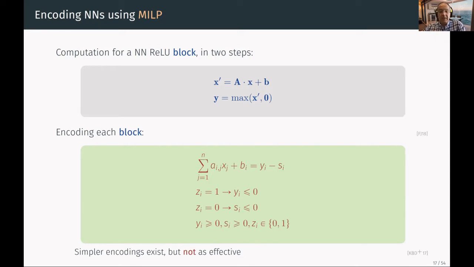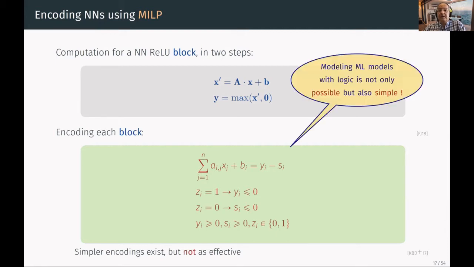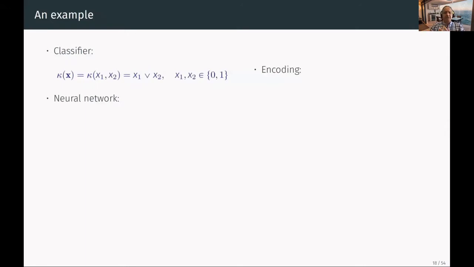So usually people ask lots of questions about this. The first comment I'd like to make is that I hope this convinces most of you that it's easy to model machine learning models with logic. And usually it's simple. Let me show you a concrete example. It's a really simple example, just to illustrate the point, using the ideas in the previous slide. We have a classifier, which, to keep it very simple, has just two features, and it's a disjunction. Both of the features are Boolean, so I can only have 0 or 1. And I'd like to model this classifier with a neural network.